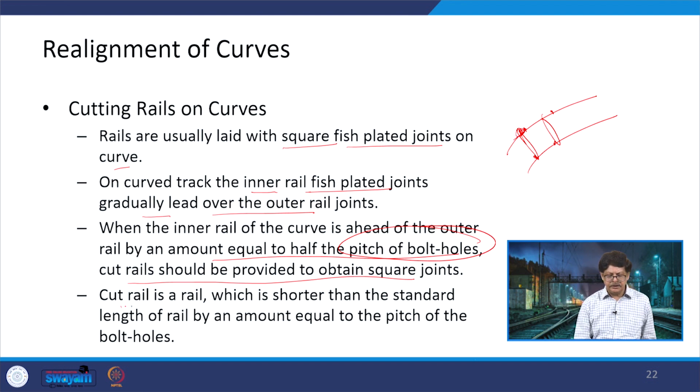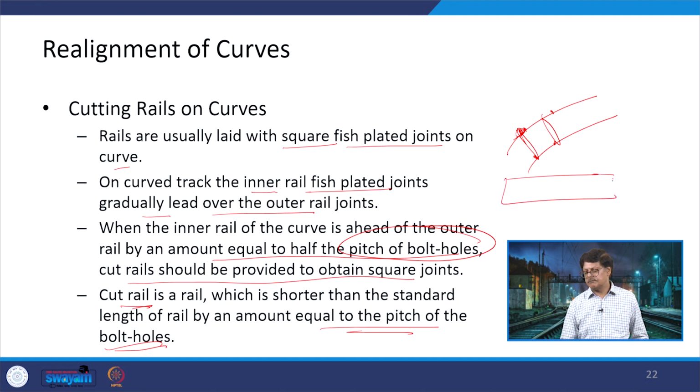The cut rail here means it is a rail which is shorter than the standard rail by an amount equal to the pitch of the bolt holes. So, this is the fish plate. We have the bolt holes here and bolt holes here. So, that is what we are discussing in this form.